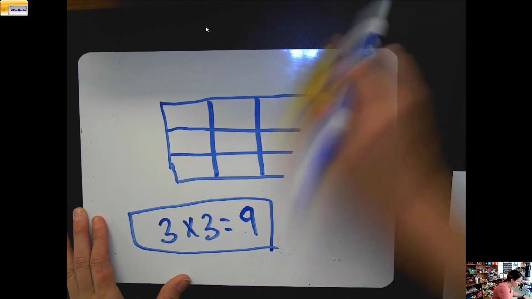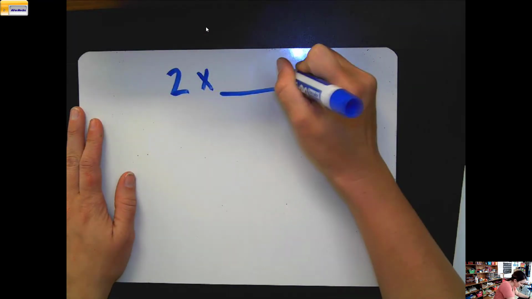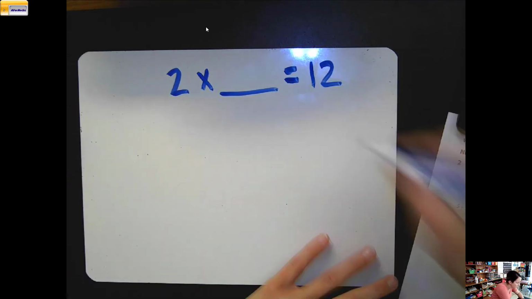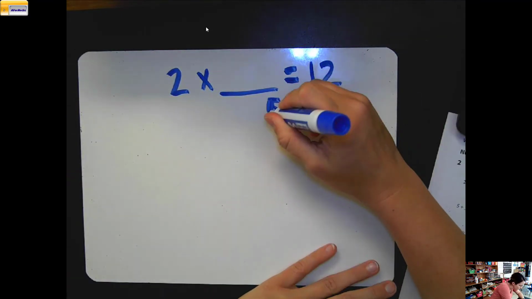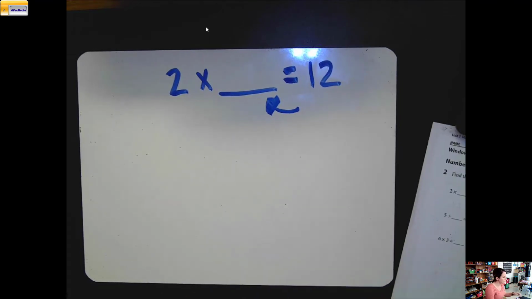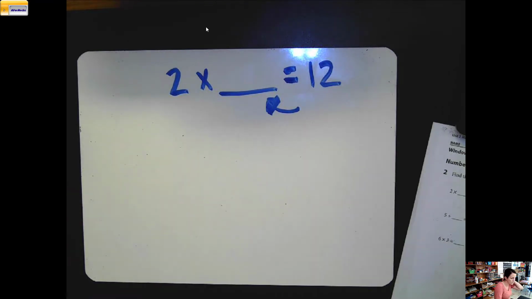All right, so now let's go on to our focus for today. Our focus for today is to learn how to solve problems that look like this: 2 times blank equals 12. We need to figure out what goes in this blank. So first we need to think about what this question is asking us. It's asking us to figure out 2 groups of something equals 12. So 2 times something equals 12.